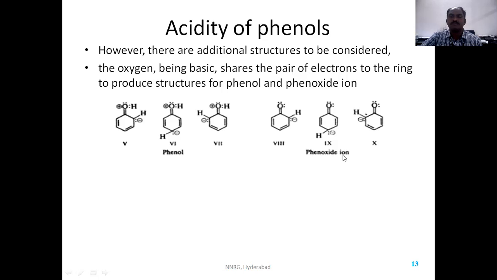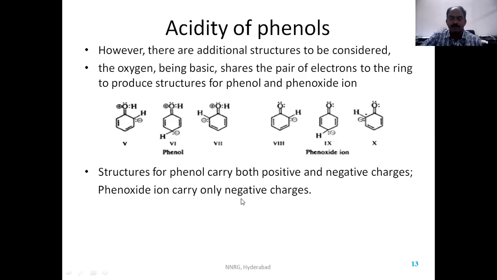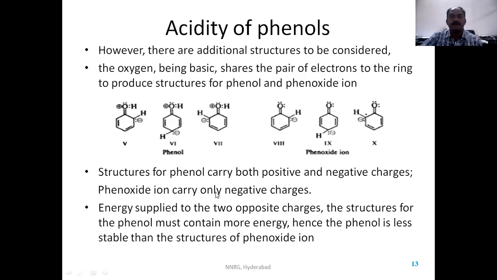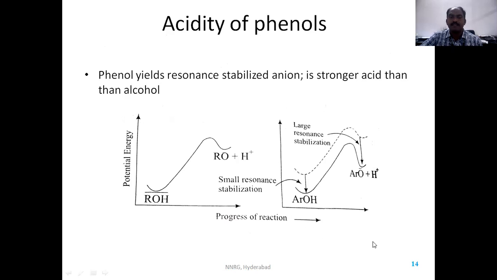When the phenoxide is more stable, it loses the proton very fast, and acidity is more. That is the reason phenols are more acidic than alcohols, and alkoxide ions. Phenol has both positive and negative charges, while phenoxide carries only negative charges. So energy is supplied for opposite charges, and the potential energy increases. Phenol has more energy, whereas phenoxide has less energy. So definitely phenol is less stable than the phenoxide structure.